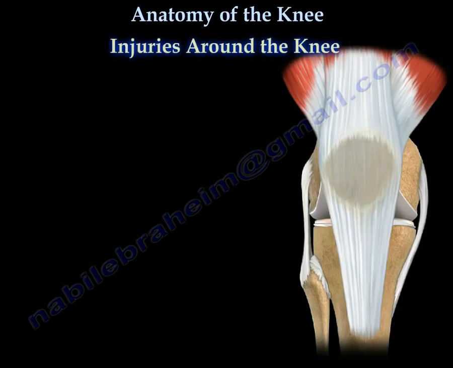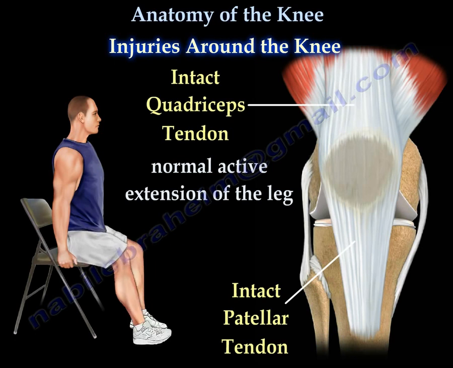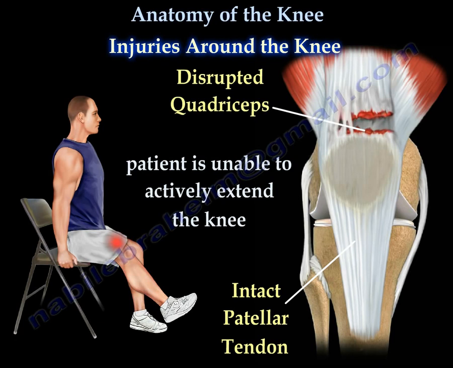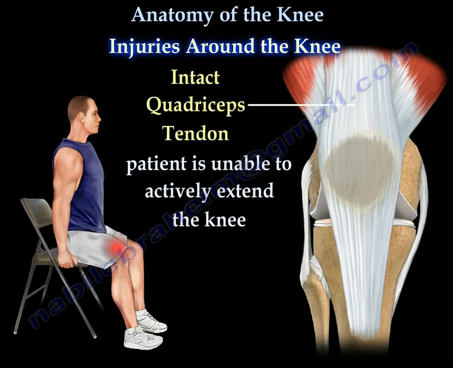Here are some common injuries that occur around the knee. The quadricep tendon, the patellar tendon, and the patella cause active extension of the leg. Any disruption in these three structures will cause the patient to be unable to actively extend the knee.